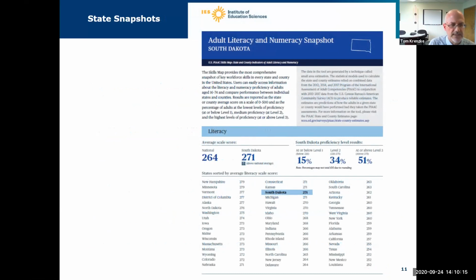One of the products from the skills map efforts are state snapshots, and shown here for South Dakota, the snapshots give high level summary numbers. And here is shown South Dakota's average literacy score of 271, which is statistically higher than that of the nation. And 15% are at or below level 1 in literacy. And a sort of the state averages is given with the state highlighted here in the middle.